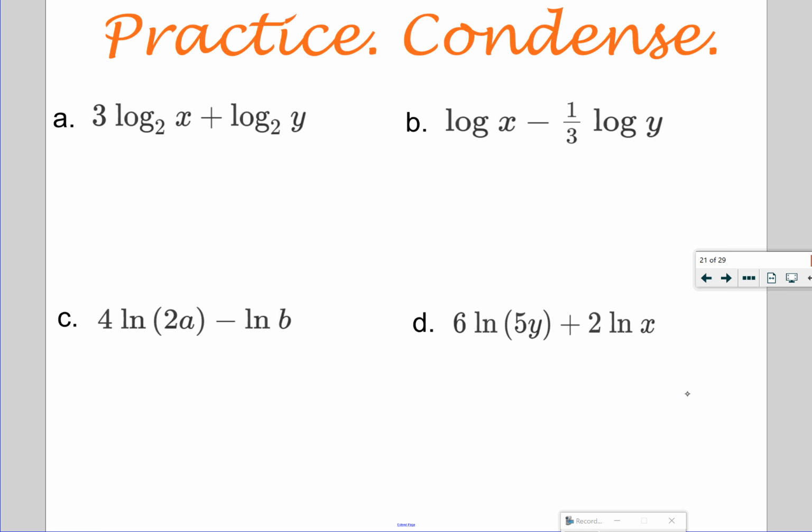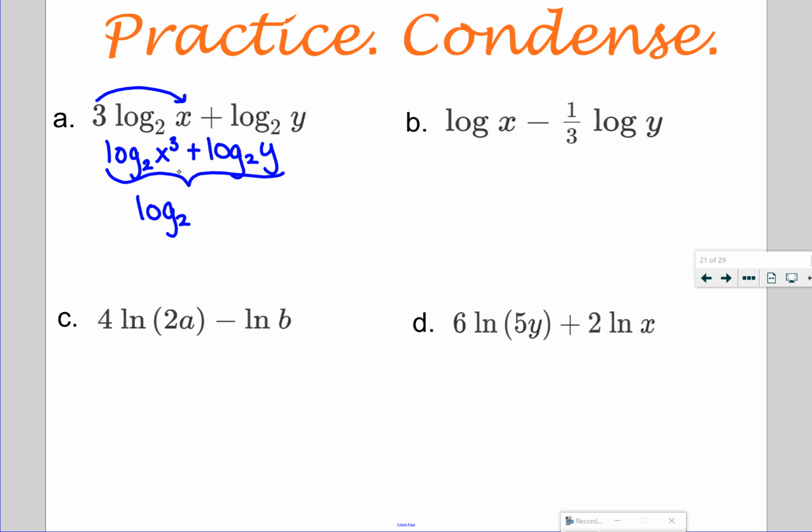All right, let's see how you did. So in A, you should have first moved the 3 up, which gives me an x to the 3rd power. Then your logs are added together, which means you can multiply x to the 3rd times y. And that's your final answer. Again, if you wanted to put that in parentheses there, you could.